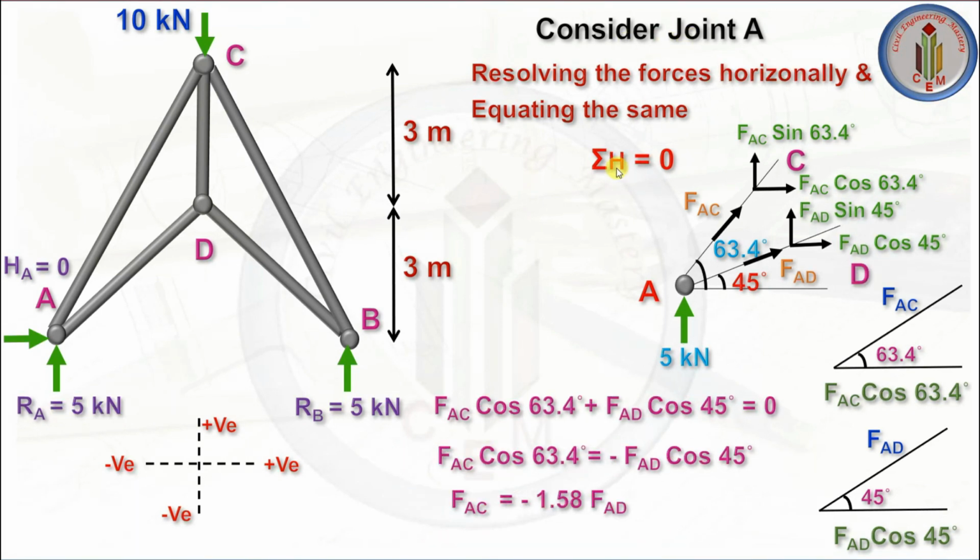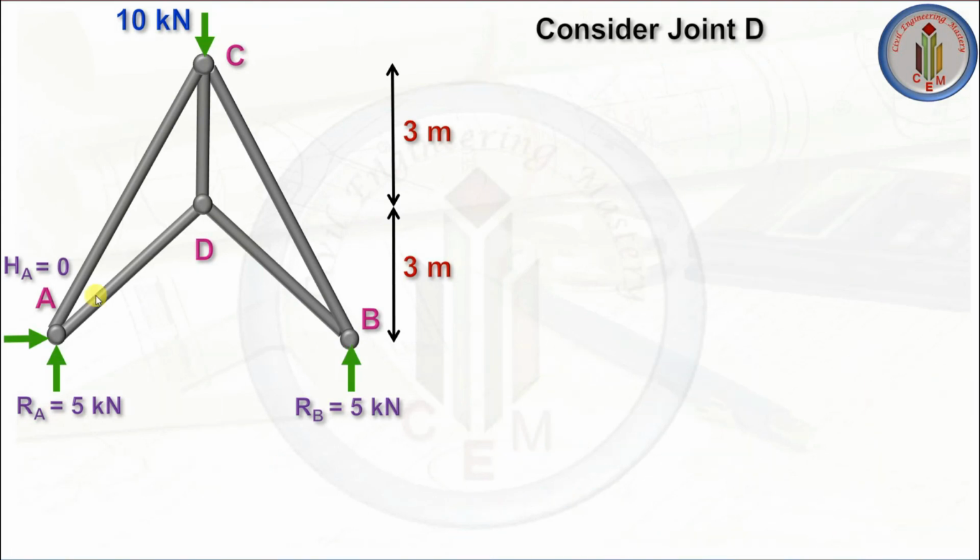Again, in joint A, horizontal forces are equal to 0. We know FAD is equal to 7.07 kilonewton. So let's apply here. We get FAC is equal to negative 11.17. So negative means it is a compression member. We had assumed a tension member, but actually it is a compression member. Now we know the values of members AC and AD. Next we need to find the value of DC.